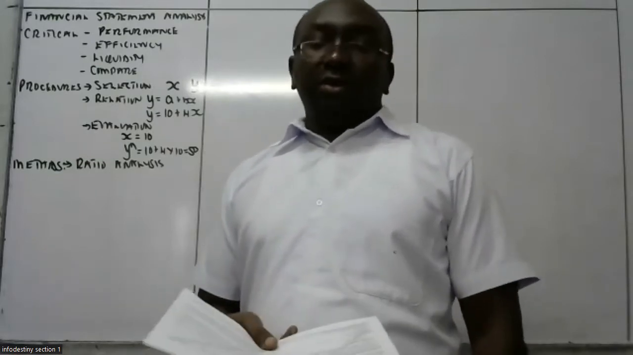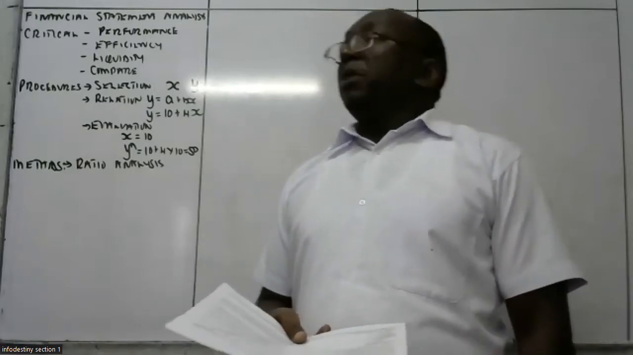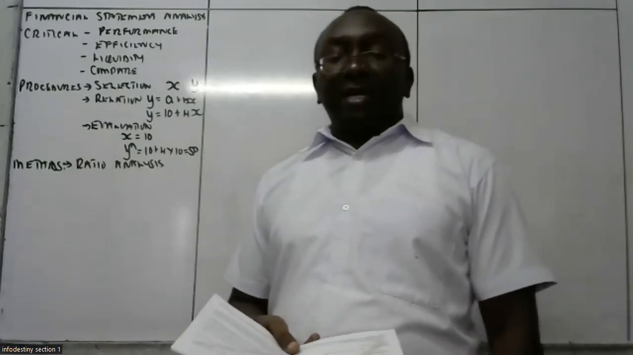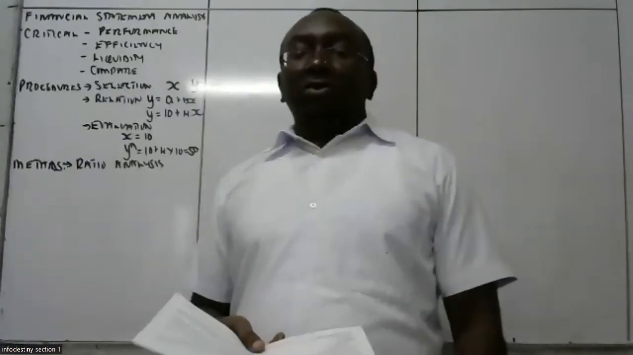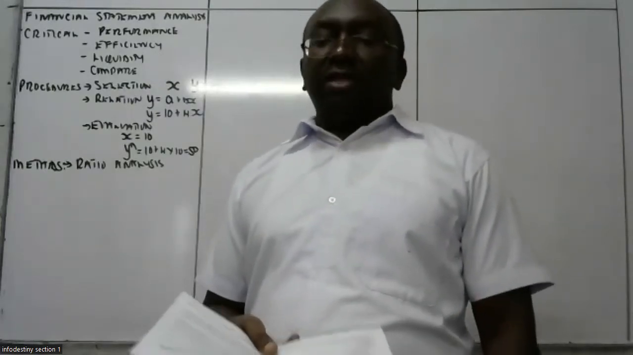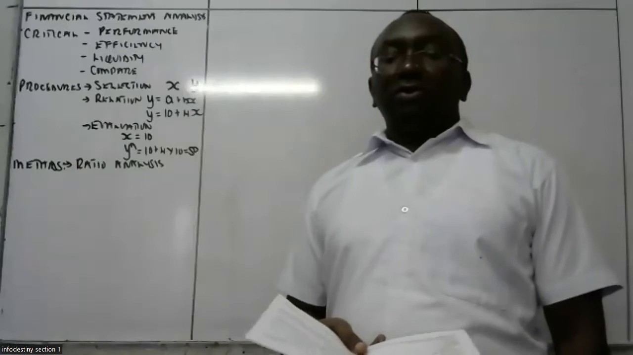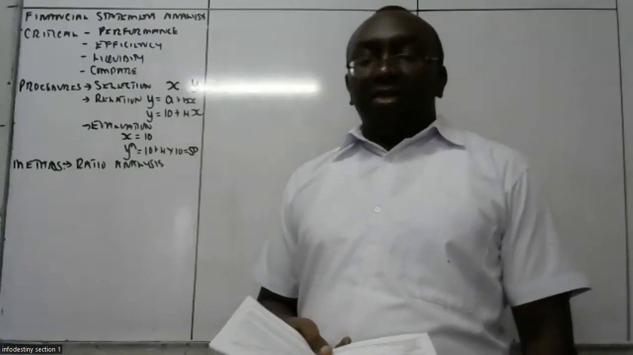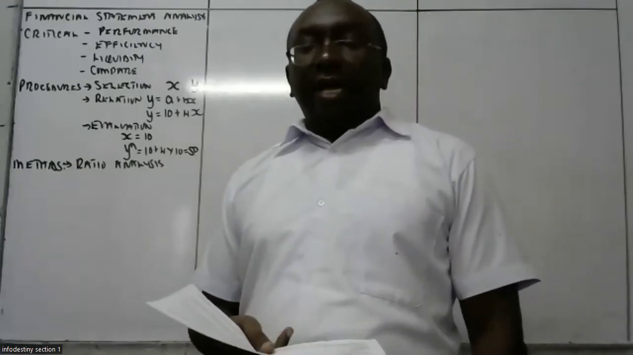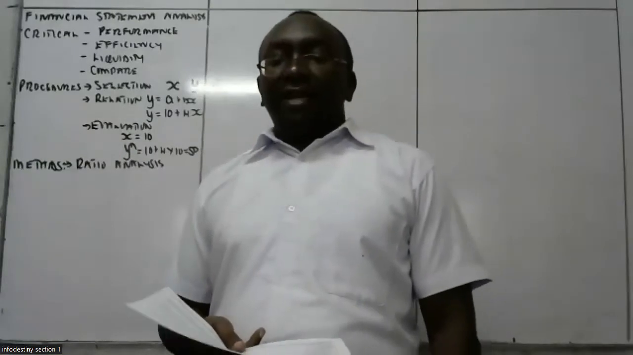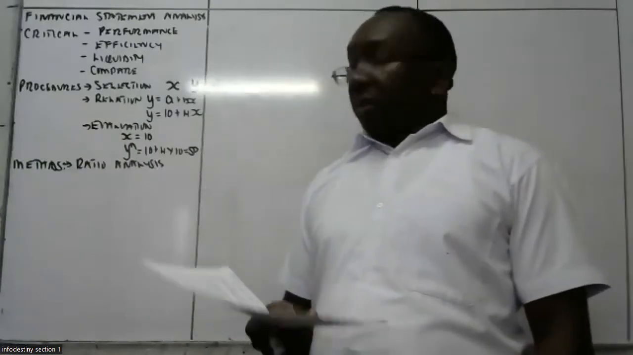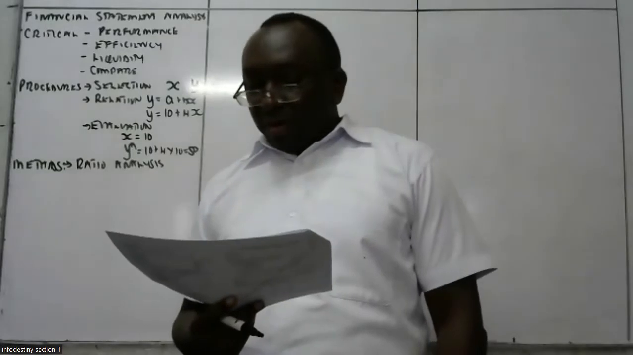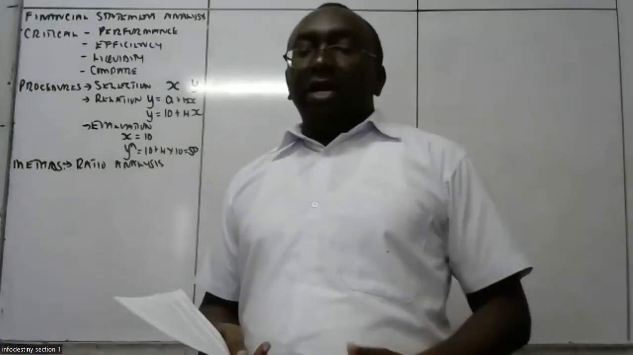Then those two methods will give us different answers. When it comes to computation of depreciation, one person can choose to use reducing balance method, and another person chooses to use straight line method. Now, those two methods, again, will give us different results. So we need to know which method we are going to use. So that is about ratios.